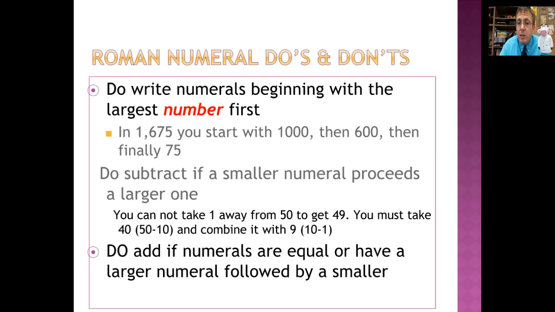Do subtract if a smaller numeral precedes a larger one. You cannot take away 1 from 50, for example, because of the rules about the way that the numbers work. You must combine 50 minus 10 plus 9. That's a little convoluted, but this is why we don't use Roman numerals for math. Finally, do add if numerals are equal or have larger numerals followed by smaller ones. So for example, in the case of 1675, M, D, C, L, X, X, V would all be added to create 1675.